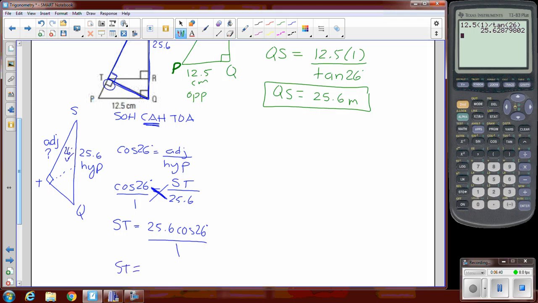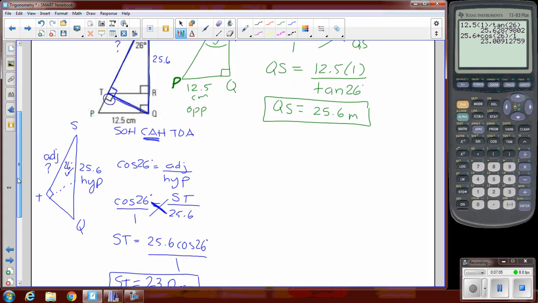So now in our calculator, we can look at it, 25.6 times the cosine of 26 degrees. I can divide by 1 or not, it won't change what my answer is. And side ST turns out to be 23.0 meters if we rounded to the nearest meter. So now I found the ST side.